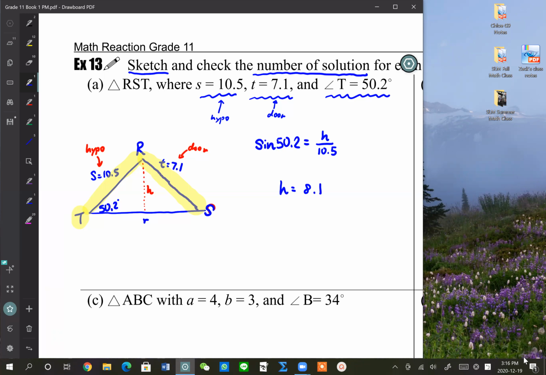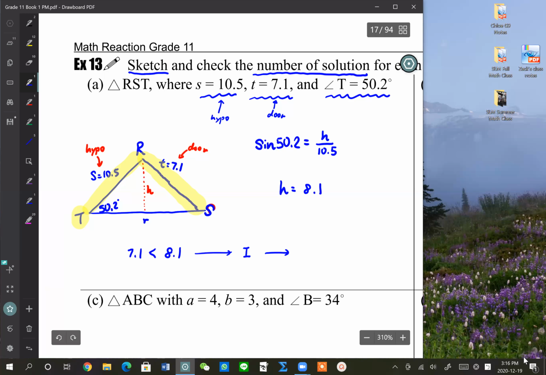Anyone know? Compare the door, okay? The door is 7.1. Does it match case 1, 2, 3, 4? Case 1. Okay, what's case 1? Can you remind us? Door is smaller than height. Yes, very good. Door is 7.1, height is 8.1, door less than height. So this is case 1.